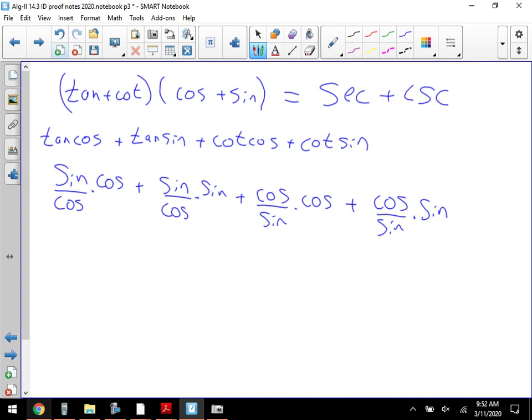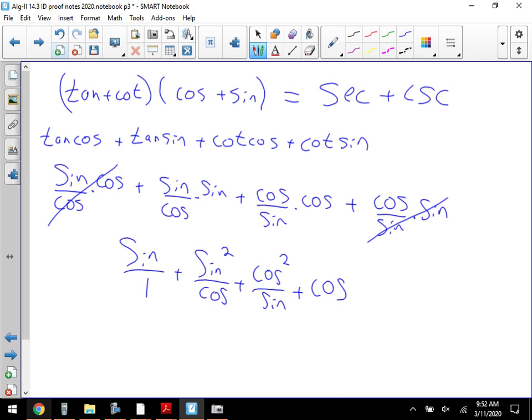Some of these will be able to simplify the fractions, some of them you won't. That's okay. So the first and last fractions go like that. The two in the middle, I'm just going to rewrite. I get sine over 1 plus sine squared over cosine plus cosine squared over sine plus cosine. Now I have to get a common denominator to add those fractions. The common denominator is going to be cosine sine. We okay with that?